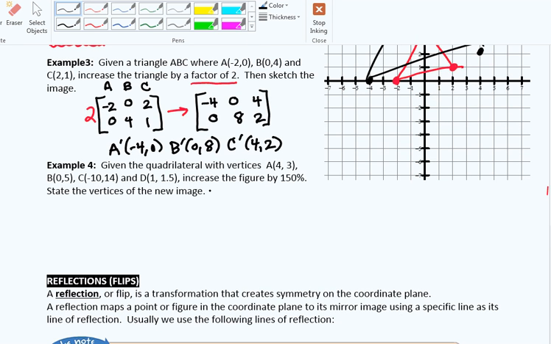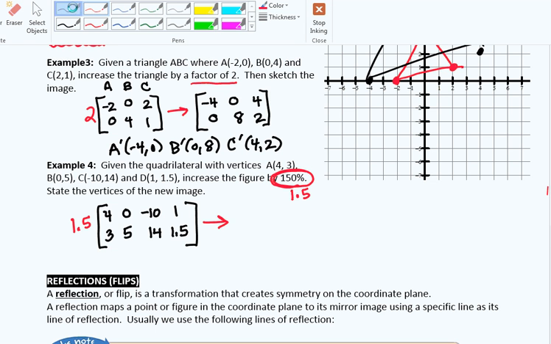Given the quadrilateral, so there should be 4 vertices, A is 4, 3, B is 0, 5, C is negative 10, 14, and D is 1, 1.5. Increase the figure by 150%. Now, 150%, we need to turn this into an actual number, not a percentage. So 150%, you may recall, is 1.5 or 1.50. So that is going to be my scalar factor to state the vertices of the new image.